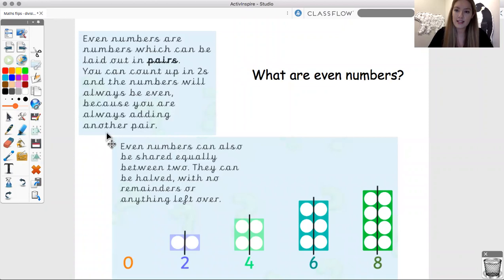So you can see down here, we've got some examples. We've got 2, 4, 6, and 8. And it's just like adding another pair. So we see here, linking to our division, we've got 4 lots of 2, 4 pairs, 2, 2, 2, and 2. And if we split them, so if you look from here down to number 4, if we split it in half, there will never be anything left over.